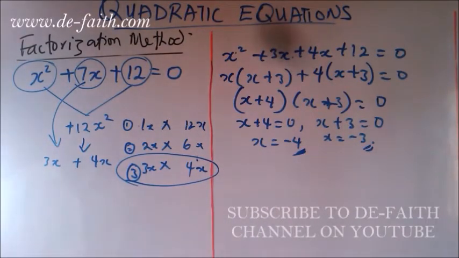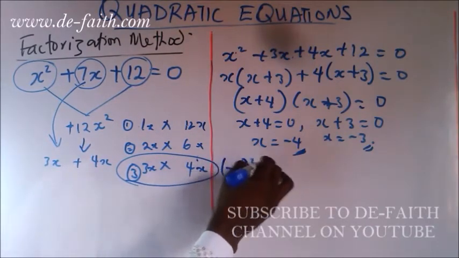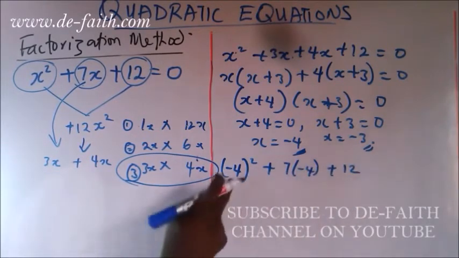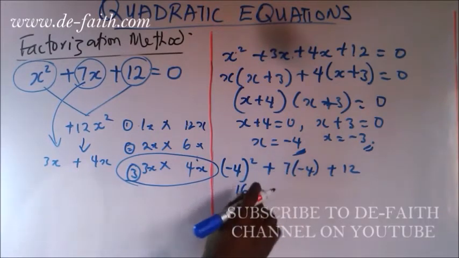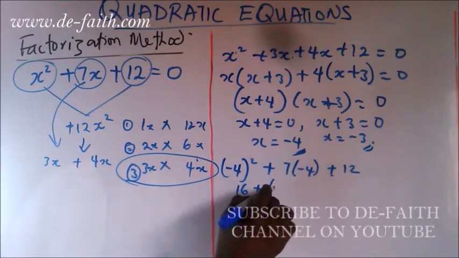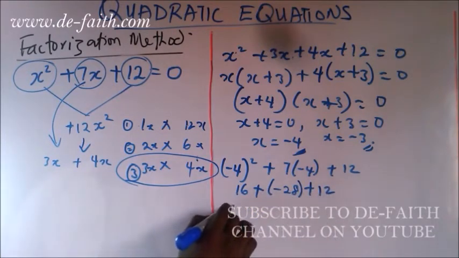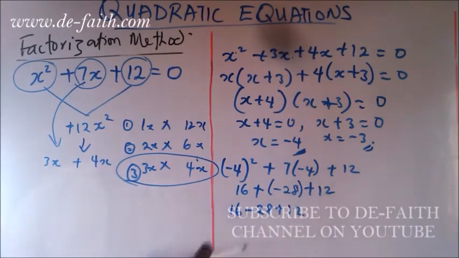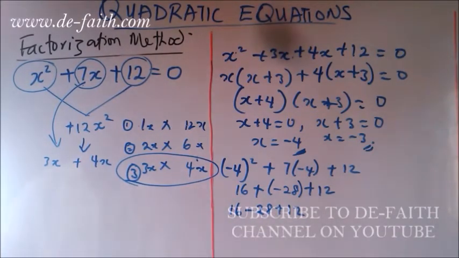And we could also check. For instance, let's put minus 4 here. Minus 4 squared plus 7 into brackets minus 4 plus 12. Minus 4 squared, that is 16. 7 times minus 4 gives us minus 28 plus 12. So we have 16 plus 12, that's plus 28. Plus 28 minus 28, that is 0.